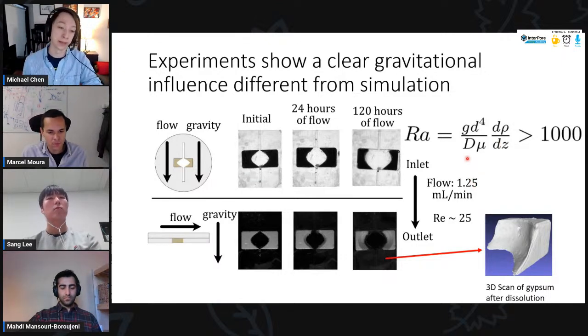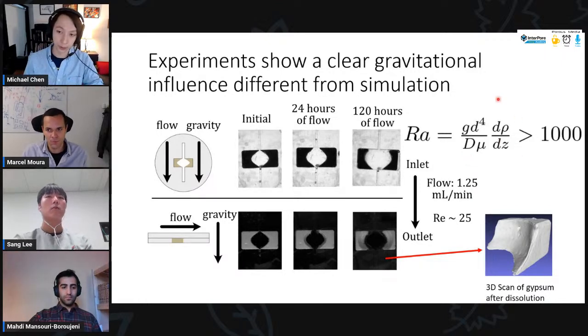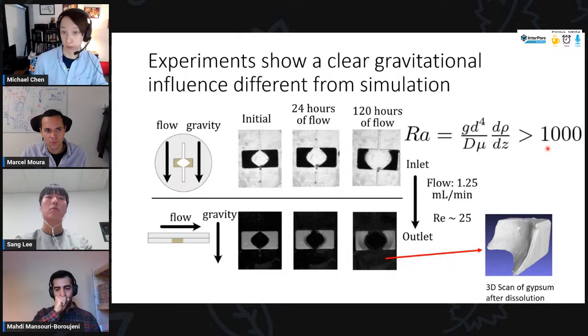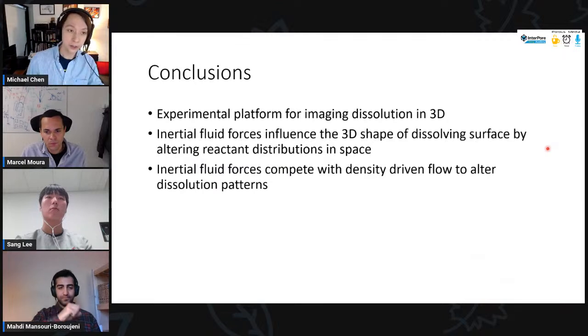We're still refining this analysis and finding the right length scales to use and that sort of thing. But our preliminary estimates show that the Rayleigh number is quite large, and that indicates that there's definitely a strong free convection flow here that is competing with the inertial flow. And so that's what I've got here for today.